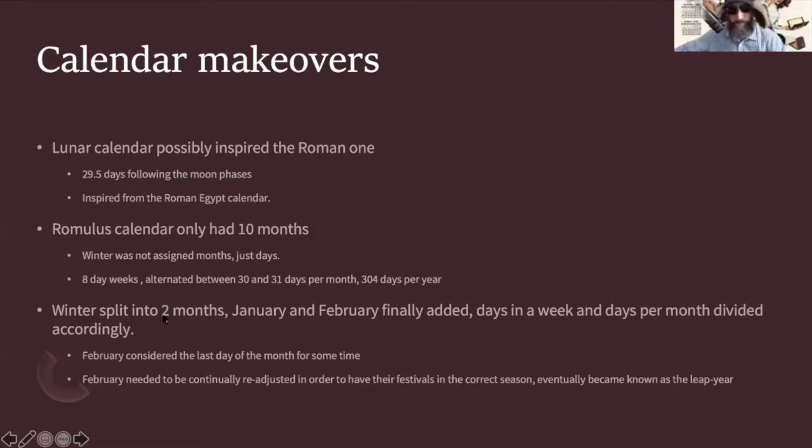So eventually the calendar evolved into the Romulus calendar, and that only had 10 months. Wintertime at this time was not assigned months. It was just these days where you went through winter.